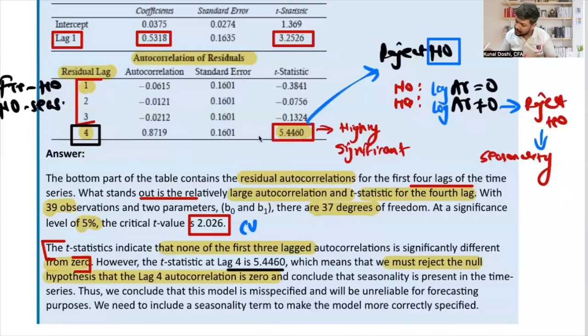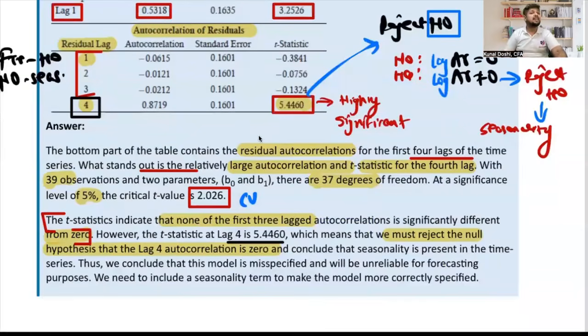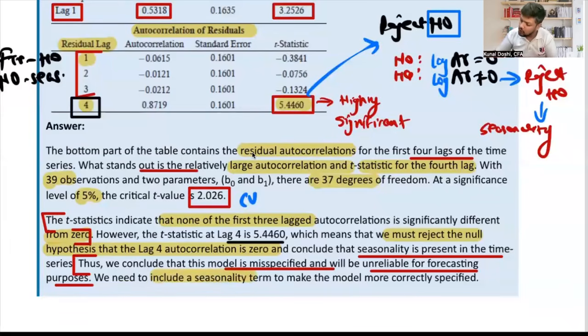Everyone, right? Correct. Now, once there is a seasonality, we cannot use the model because, as I said, it is covariance non-stationary, right? So we conclude that the seasonality is present, and thus we conclude that the model is misspecified, unreliable for forecasting. We need to include the seasonality. This is going to be the solution. So what do I need to do? I need to include the seasonality to correctly specify the model.